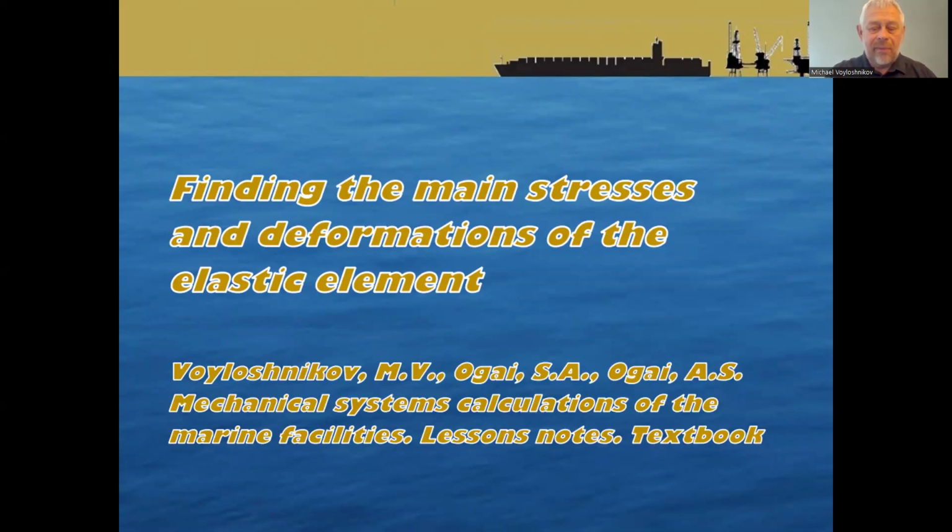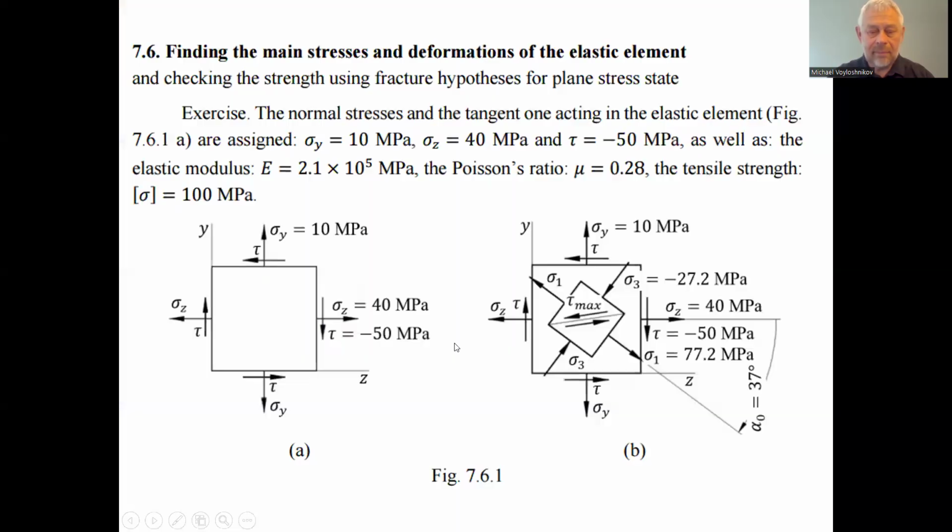Finding the main stress and deformations of the elastic element. This is article number 7.6 of the book Mechanical Systems Calculations of the Marine Facilities. Let's consider the exercise. We considered this exercise for the partial calculations we did in article number 7.3, as I remember.